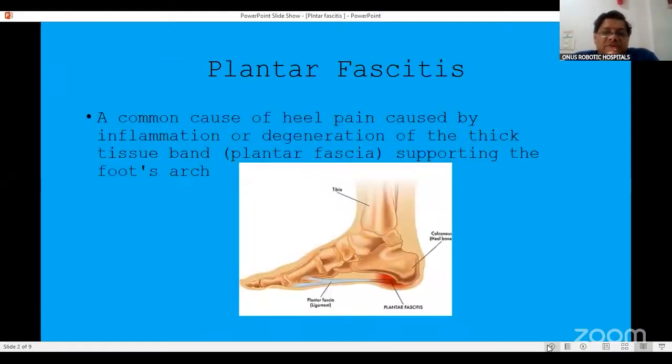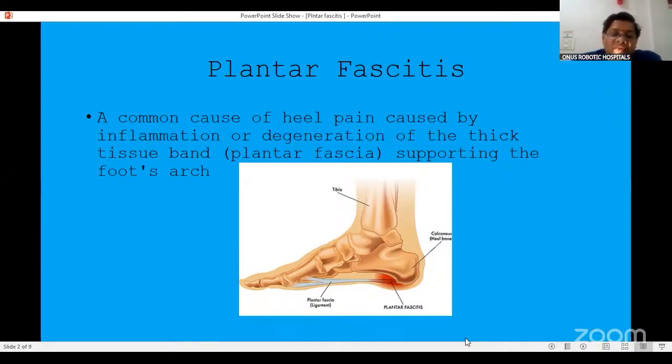Today we're going to talk about plantar fasciitis. Plantar fasciitis is actually heel pain. In colloquial terms, we call it heel pain. This happens because of inflammation and also micro tears in the plantar fascia. The plantar fascia is the one which supports the arch.